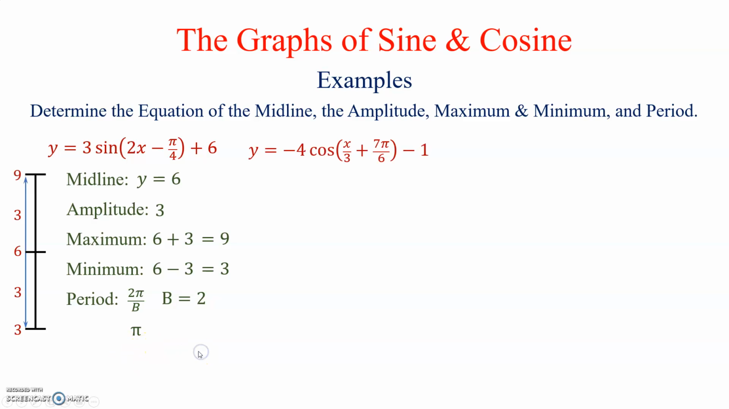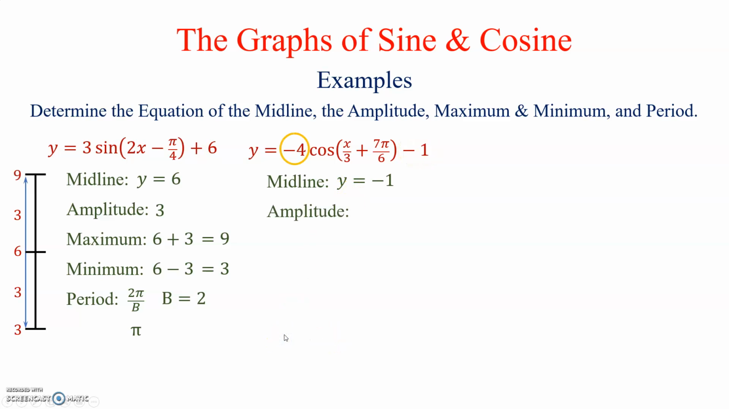All right, next one. y equals negative 4 cosine (x over 3 plus 7 pi over 6) minus 1. It's a whole lot going on there. We take it one step at a time. Start with the midline. Again, the midline is just the constant outside the parentheses. So therefore, my midline is y equals negative 1. And again, I'm reiterating that it's an equation. It's not just a number. It's an entire equation because it is a horizontal line.